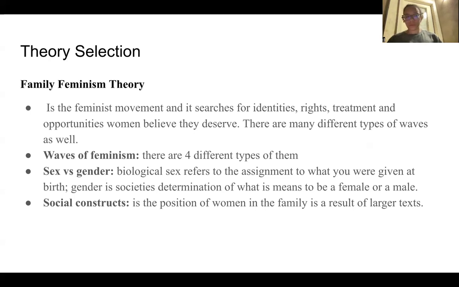For this one, I picked the fourth wave. I didn't know if I was supposed to do all of them or pick one, but I picked the fourth wave. And then there's sex versus gender, where biological sex refers to the assignment you were given at birth, and gender is society's determination of what it means to be female or male. Social construction is the position of women in the family as a result of larger contexts.